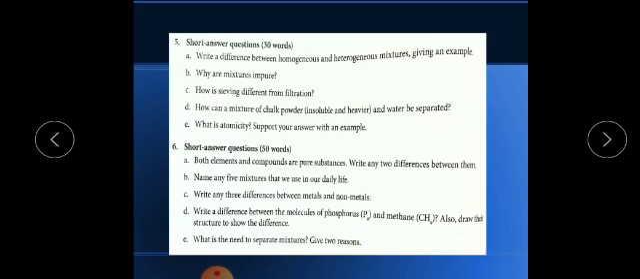The next question is: how is sieving different from filtration? You will get the answer on page number 32, because both are separating methods. Sieving can be used to separate a solid mixture, whereas in filtration we use a solid and liquid mixture for separation. This is the first difference.